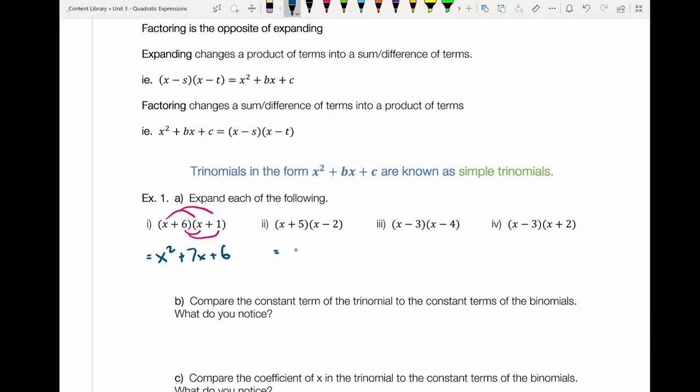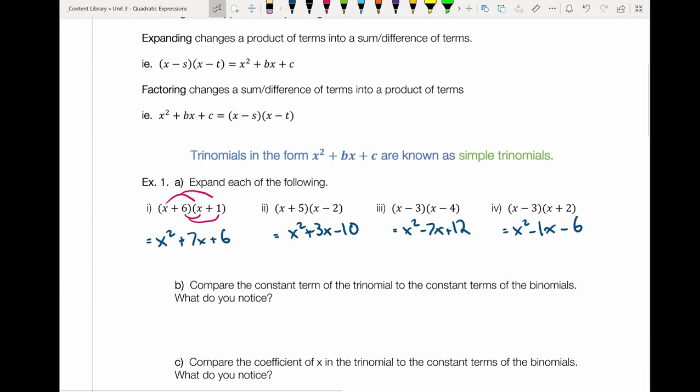The next one, x squared plus 3x minus 10. Then x squared minus 7x plus 12. And x squared minus 1x minus 6. Again, you can go through and expand, and then collect or simplify your like terms, and you should get these following answers.